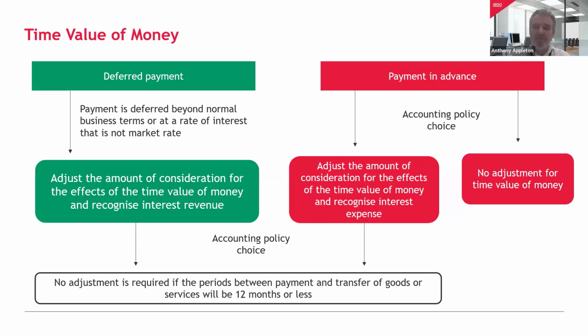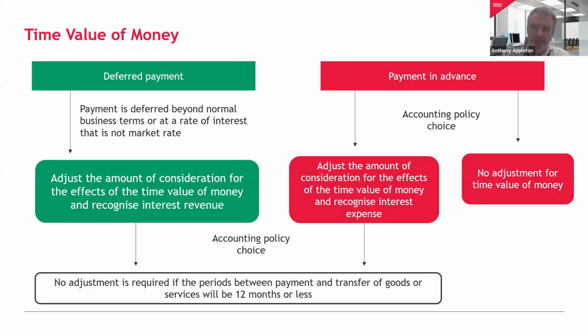There is a de minimis. If we expect to be paid within 12 months, we are not required to make that adjustment for the time value of money, but we may if we wish. If it's more than 12 months and they're not normal business terms, or we're not charging a market rate of interest on that, we must discount it back at a market rate.